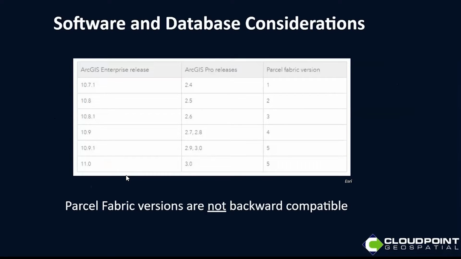So with ArcGIS Pro at 3.0, which I would say many of you are there or are looking to go to 3 based on the title of today's webinar, you'll need to have either Enterprise 10.9.1 or 11.0, and the Parcel Fabric version will be version 5. The Parcel Fabric versions are not backwards compatible.